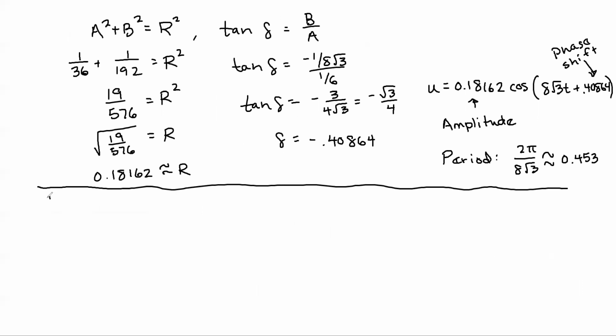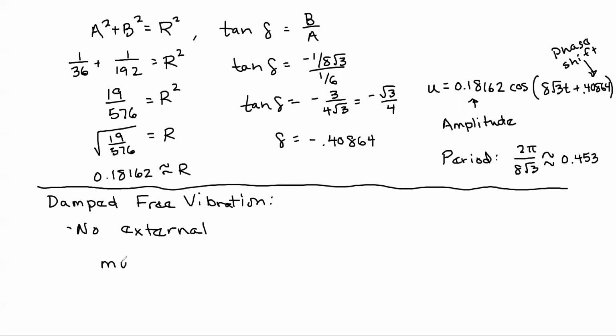The second situation is damped free vibration. So in this case, we just have no external force, but everything else is in play. And so if we have no external force, then that turns into mu double prime plus gamma u prime plus ku equals 0. And then we can go through and try and solve that because we're interested in how the particle is going to behave under those conditions.